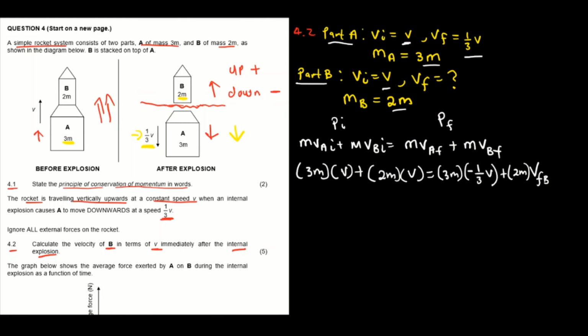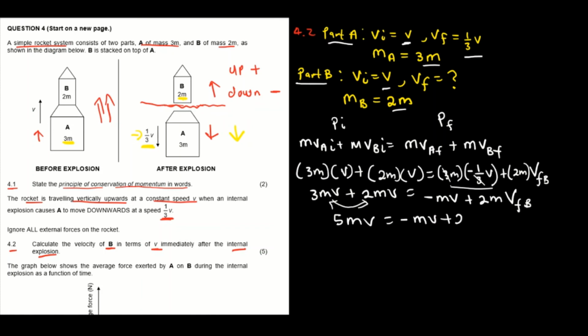So what's going to happen here is you're going to have 3mv plus 2mv is equal to, so this 1/3 is going to multiply the 3m, so you're going to have minus mv, because the 3 is going to cancel out the 3 here, and then you have plus 2m v final of B. When you add these two, you get 5mv equals minus mv plus 2m v final of B. Then you take the minus mv to the other side: 5mv plus mv equals 2m v final B. When you add these two, you have 6mv equals 2m v final of B.